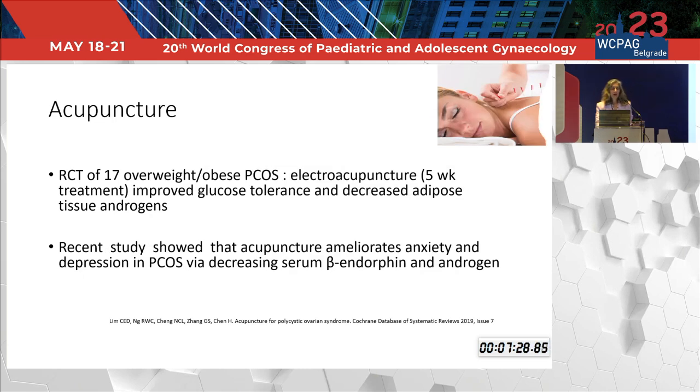Acupuncture as well. A randomized controlled trial over 17 patients only, overweight and obese with PCOS, showed improved glucose tolerance and decreased adipose tissue androgens. Recent studies showed that acupuncture ameliorates anxiety and, as we know, depression that are present in PCOS, via decreasing serum beta-endorphin and androgen.